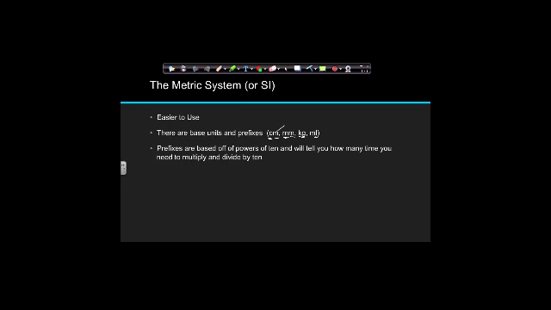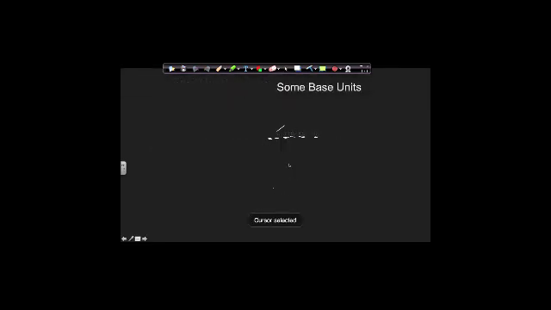So the prefixes are based off of powers of 10, and that basically tells you how many times you need to multiply or divide by 10. All right, so some base units that we are going to be using in this class. One of them is the meter, and that's represented with an M. If you look at a yardstick, a meter is a little bit more than a yard. So when we measure length, we're going to be talking in meters.